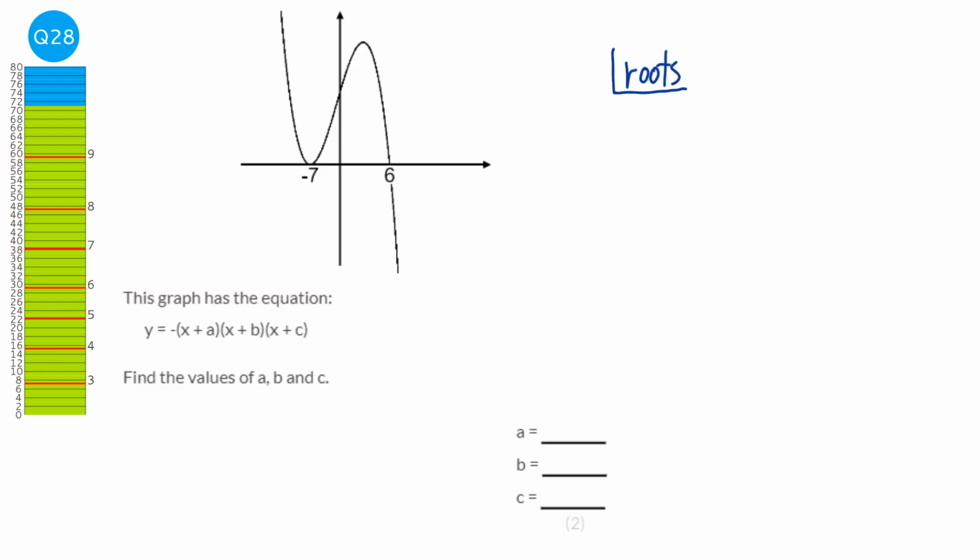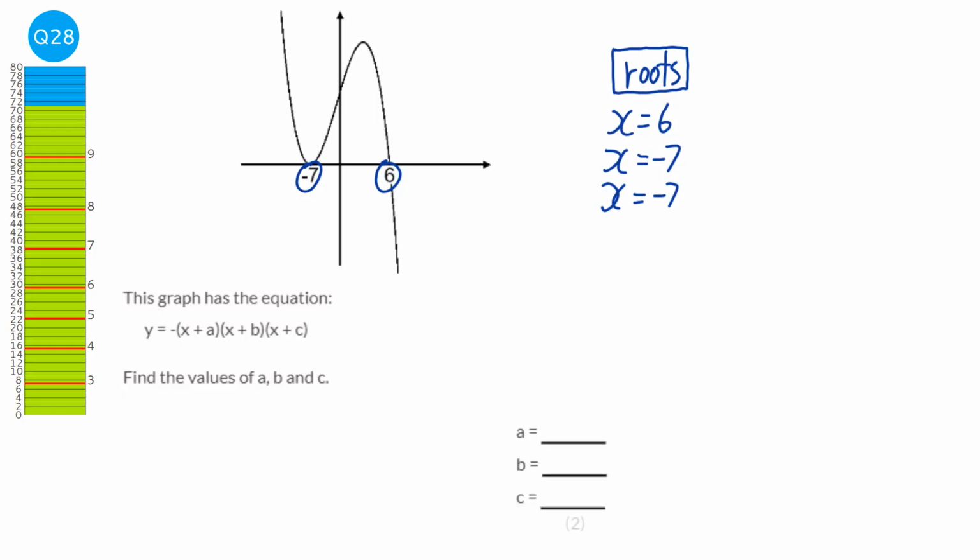So the roots are where the line crosses or touches the x-axis. So here we can see it touches it at 6, so when x equals 6. And here, now this is an interesting one, it actually touches it twice. It touches it at -7 the first time going down, and then it touches it at -7 going up. So there's technically two roots there, sort of one root, but it counts twice because it's going down on one route and then up on the other route.